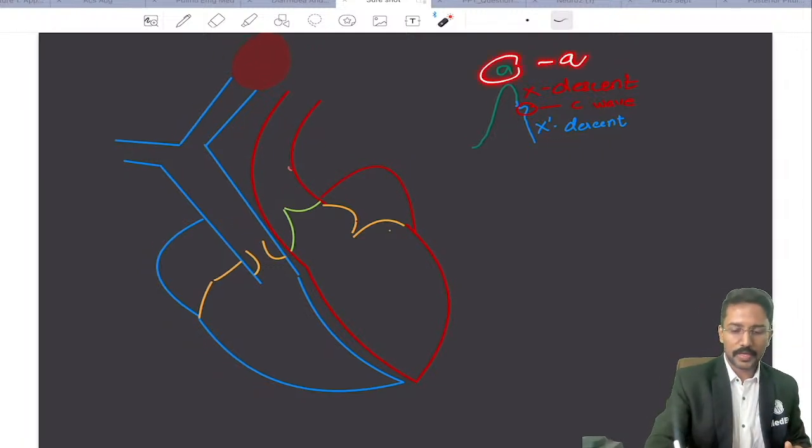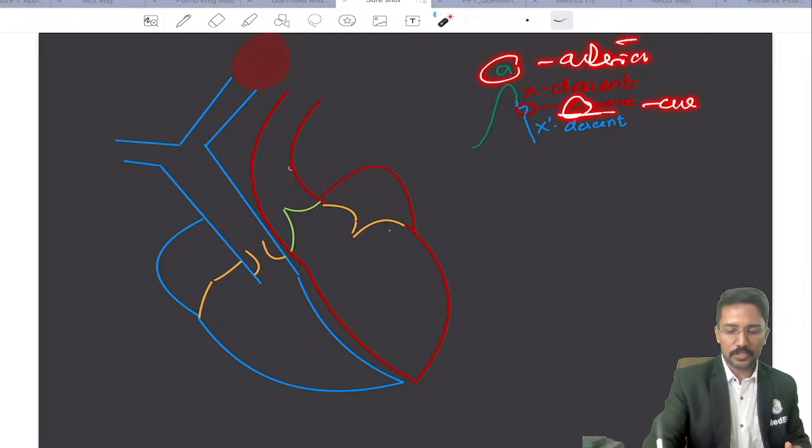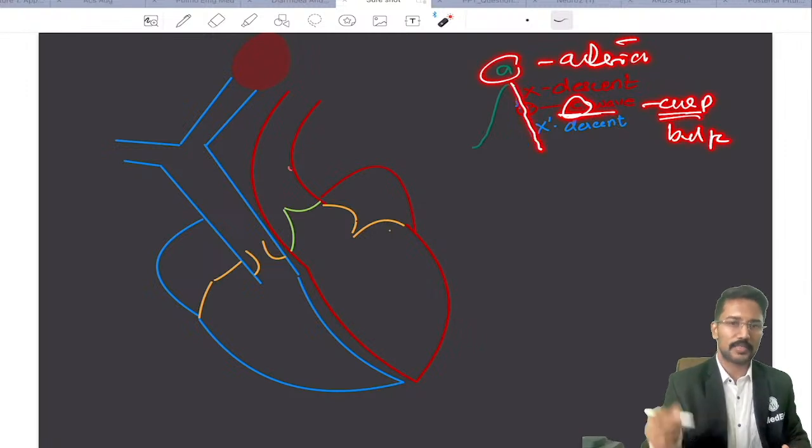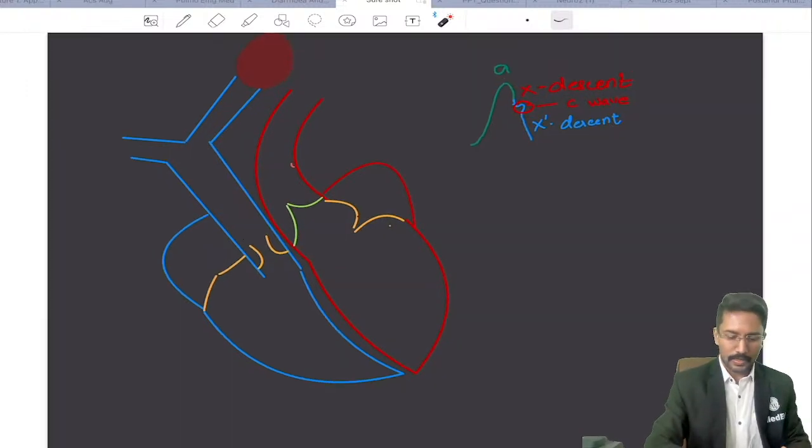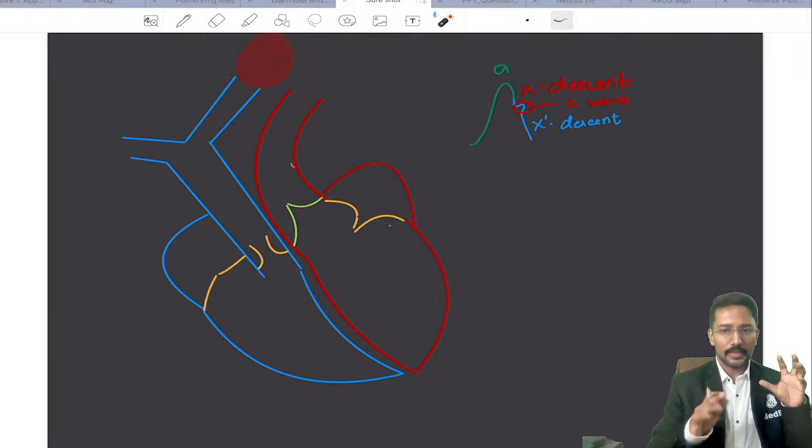A wave is because of atrial contraction. C wave, simply remember C for cusp bulge, tricuspid bulge into right atrium, and X continues as the X dash descent. Okay. Now the ventricular systole, this was happening.